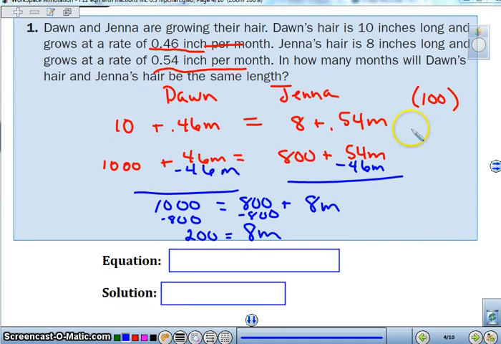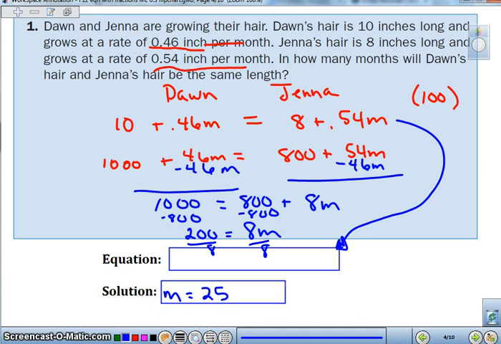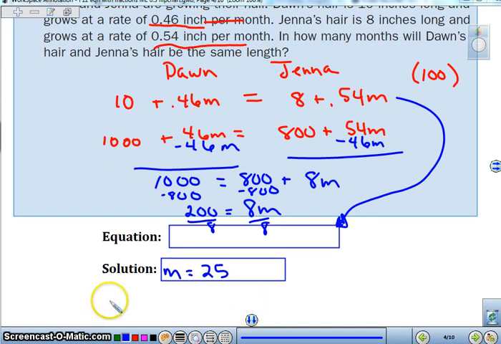Again, if we were looking at the equation, this is the equation that you can fill in. We are now dividing both sides by 8. And when we divide both sides by 8, m is equal to 25. Have we answered the question? No. The question said, in how many months will their hair be the same length?